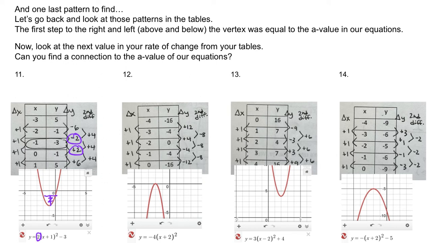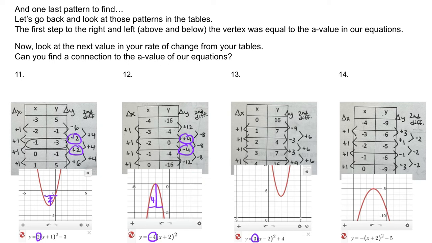If I do the same thing on number 12, you can see that our A value is -4. We open down, and if I look at my graph, I'm going down 4, and to the right 1, and to the left 1. And you can see that in our steps here. And that plus or minus just tells you that you're going left and right for the 1.